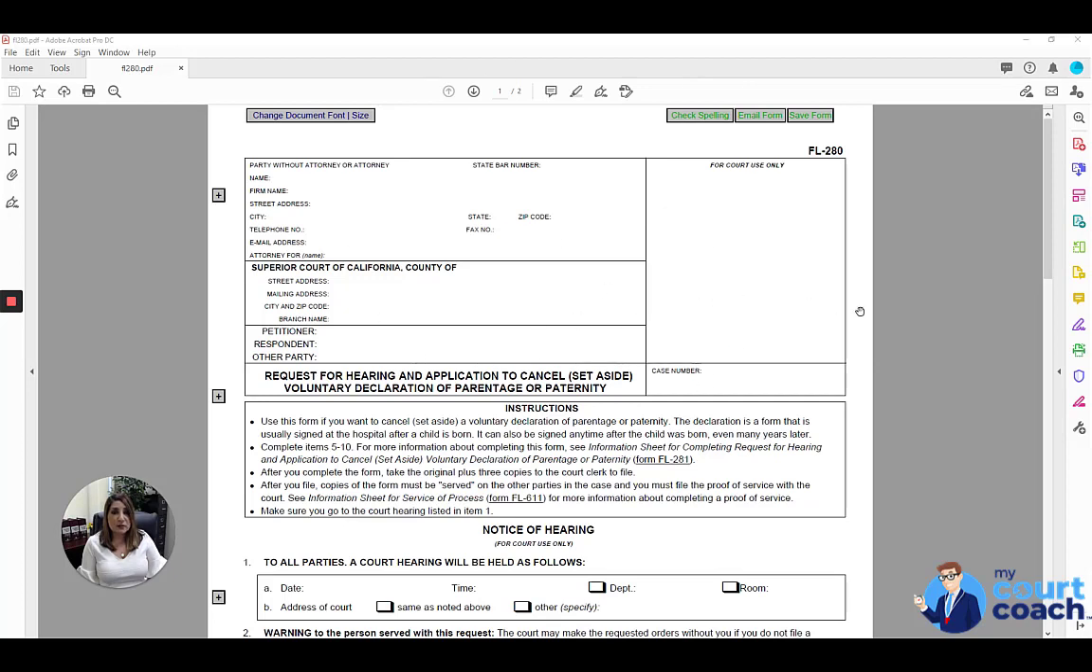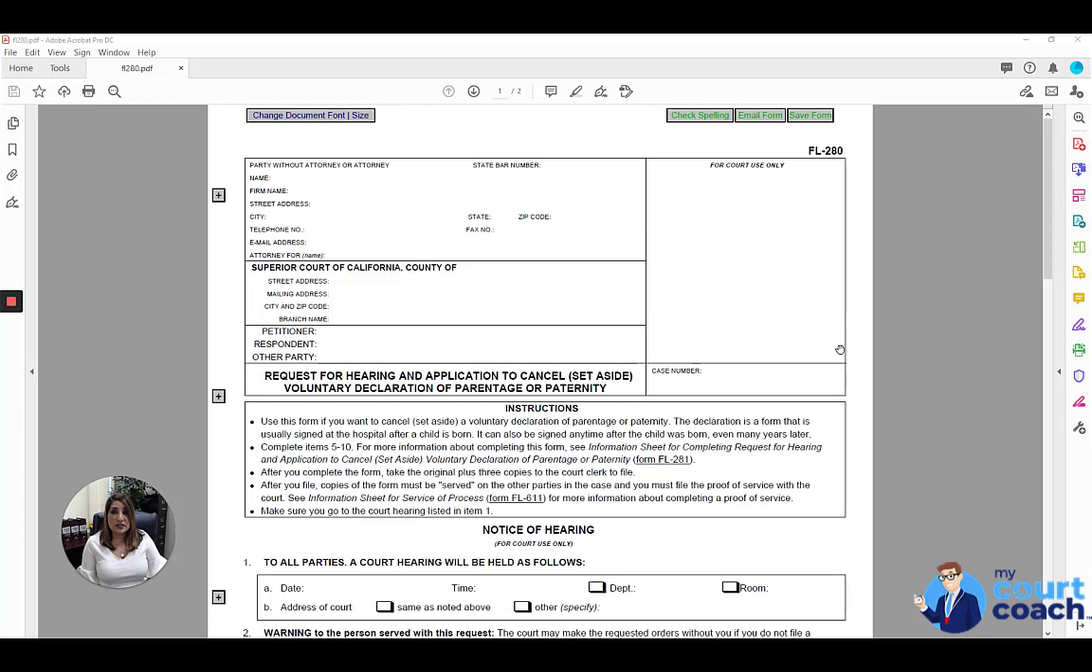When would you use this form? If you or the other party has signed a voluntary declaration of parentage and you would like to have that set aside, you would use this form. If, on the other hand, the court has made a judicial determination for parentage and you want to set aside the judgment establishing parentage, this is not the form you would use. You would use FL-272. That's the Notice of Motion to Cancel or Set Aside a Judgment of Parentage.